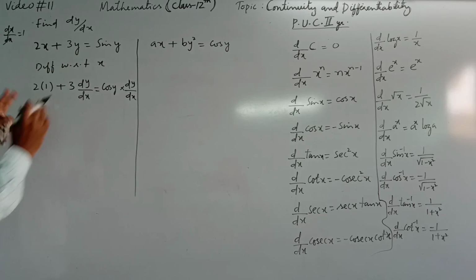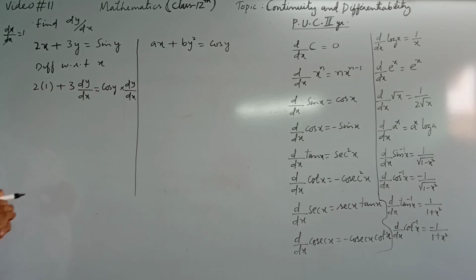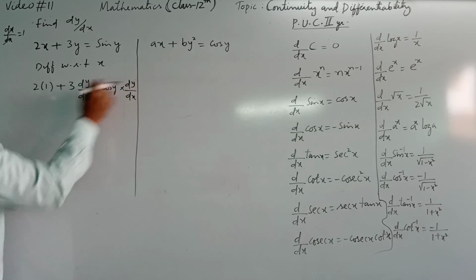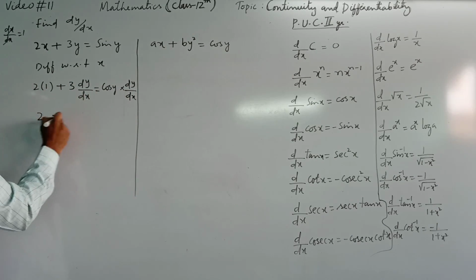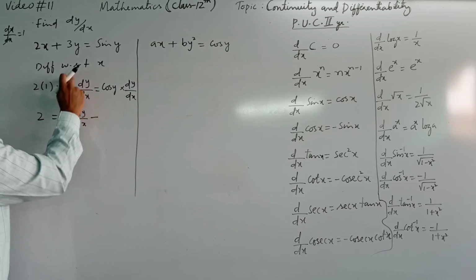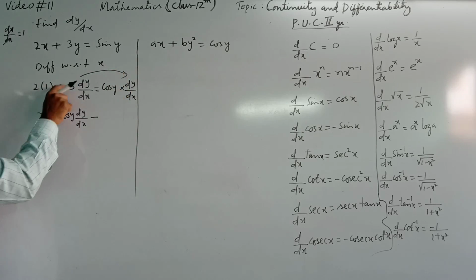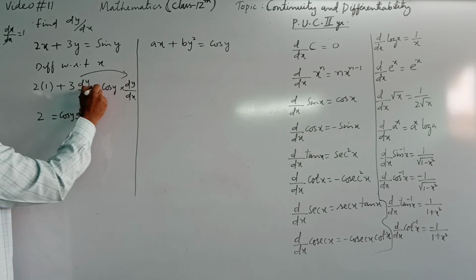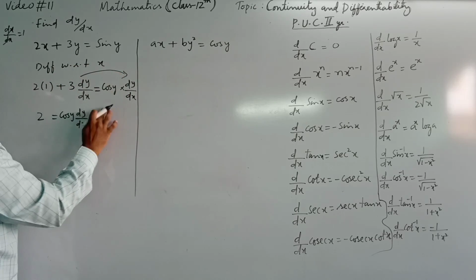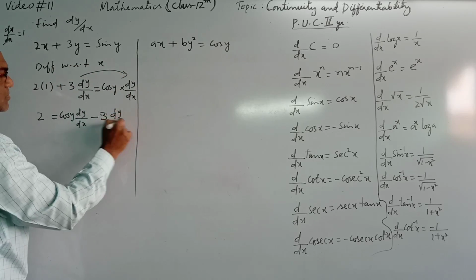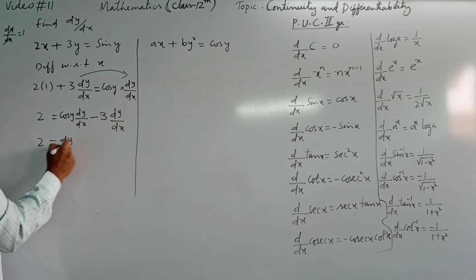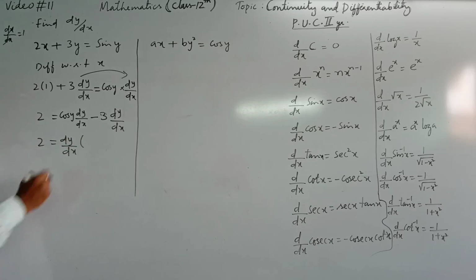So to find dy by dx, collect dy by dx terms on one side and the other terms on the other side. So take this one here. This will become 2 into 1, 2 is equal to cos y dy by dx minus this I am taking here plus 3 dy by dx will go there on the right hand side. If I am transferring it to the right hand side, it will become minus 3 dy by dx. Right? Now 2 is equal to, take dy by dx common here. Dy by dx common. So what is left?